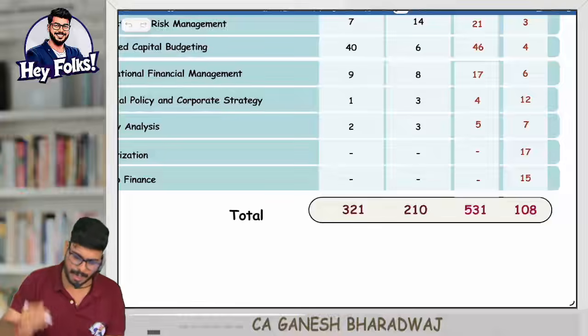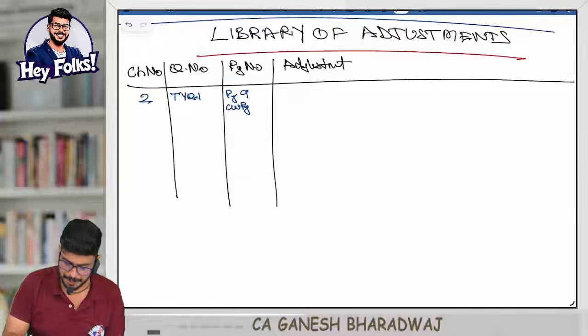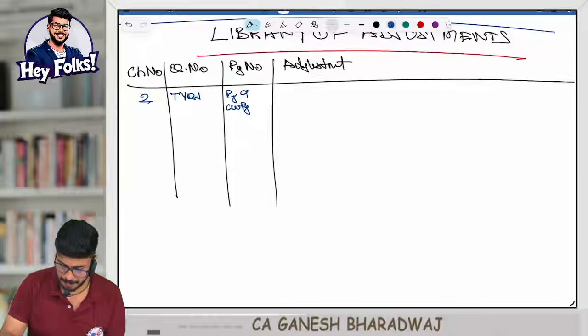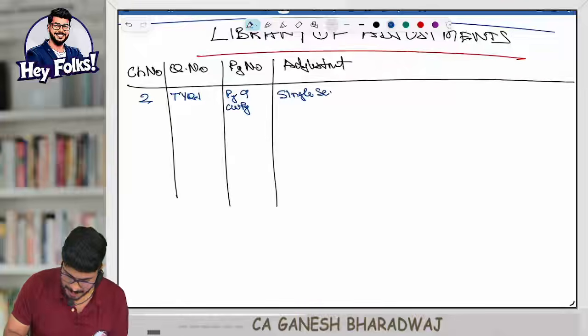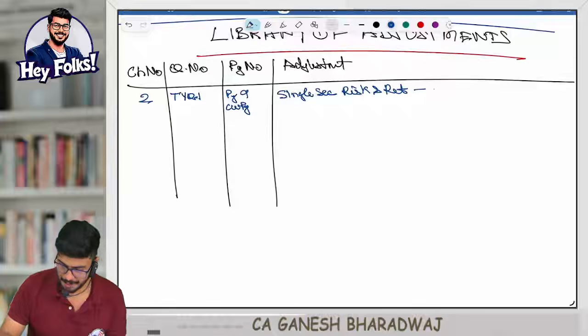Now please go and update your Library of Adjustment. Write down: Single security, risk and return, hyphen, probability.